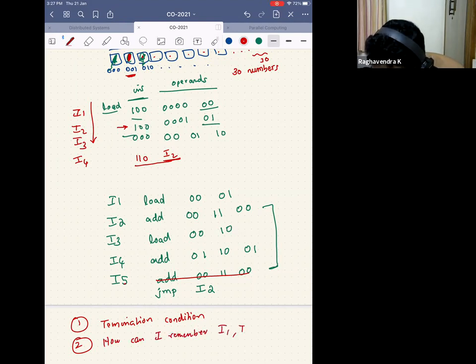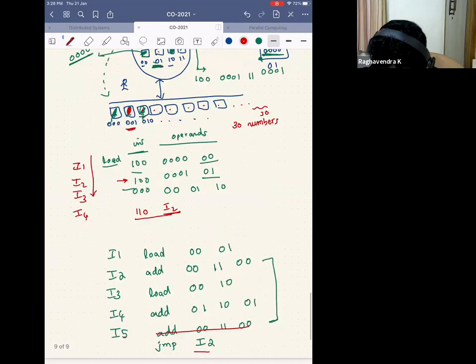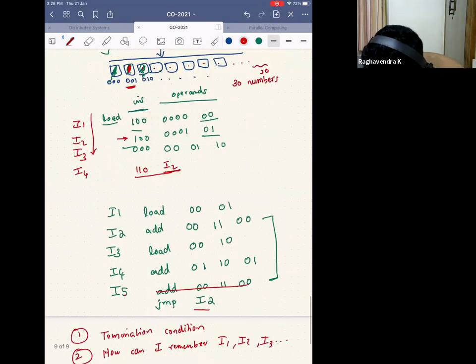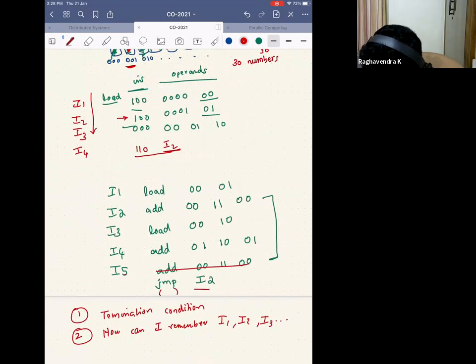I1, I2, I3. Right? Because I have just told him to jump to I2, but you should never forget this jump is not actually jump. What are we telling him? Instead of jump, what are we telling him here? What is this jump actually?